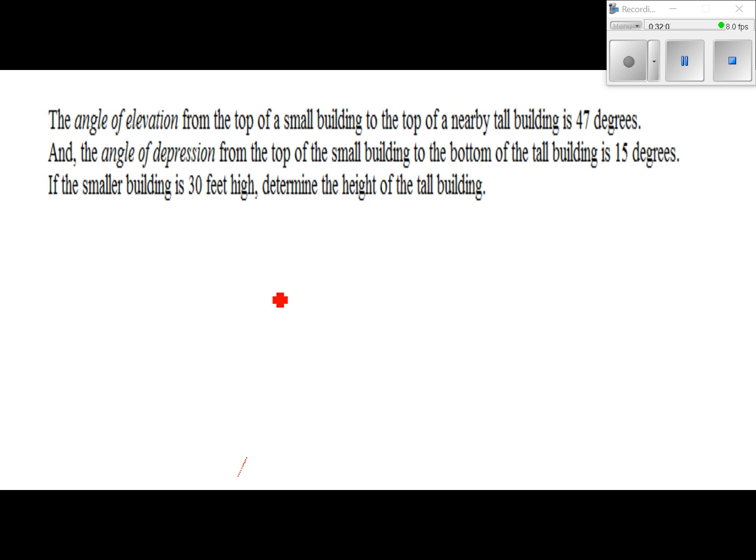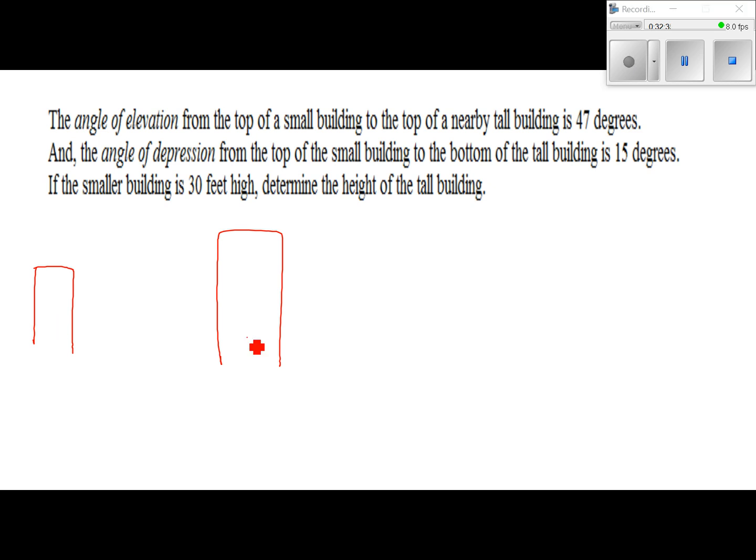The angle of elevation from the top of a small building to the top of a nearby tall building is 47 degrees. The angle of depression from the top of the small building to the bottom of the tall building is 15 degrees. If the smaller building is 30 feet tall, determine the height of the tall building. Some of these are a little harder than others. I got my two buildings here. I got my short building, I got my tall building.